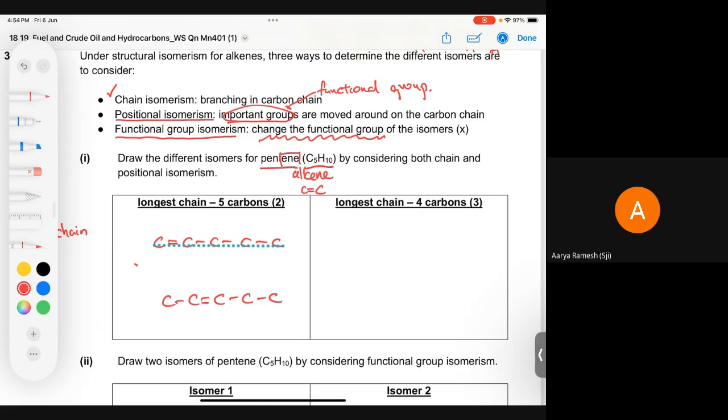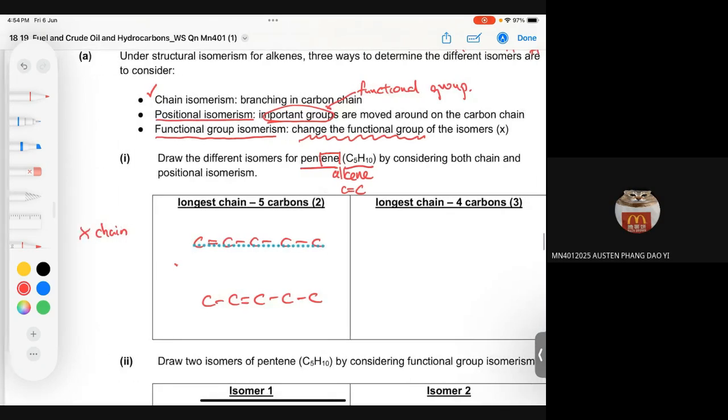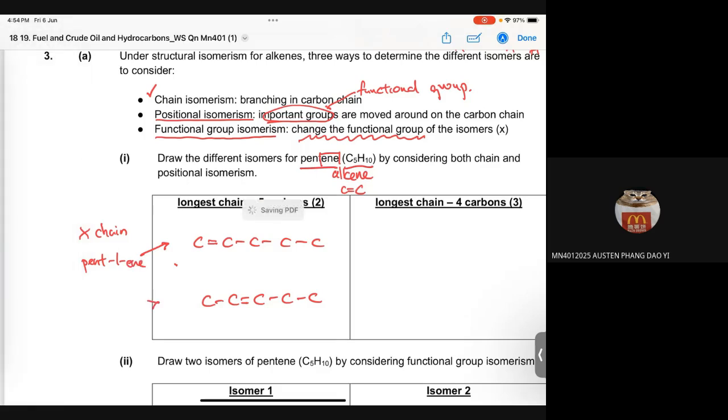Austin, I'll call you back again. For the first one, what do you think is the name of this molecule here? I haven't drawn the H yet. This is called pent-what? Pent-1-ene. Okay, then this one here? Pent-2-ene.